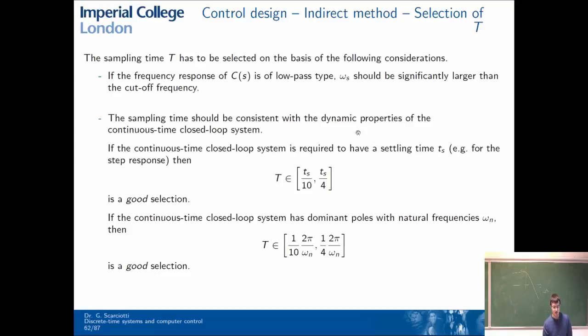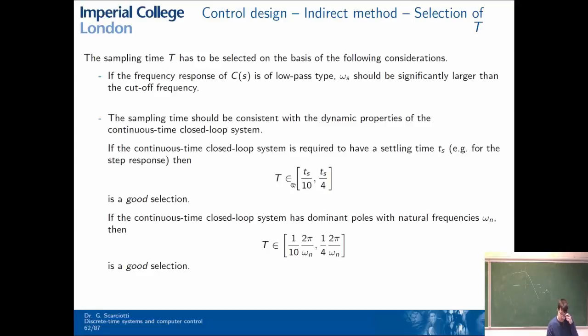One property that you may want to satisfy is to select a certain settling time, okay? So you want that the continuous time closed loop system has a certain settling time. So if you have a certain settling time Ts, then you select the sampling time with this rule over here.